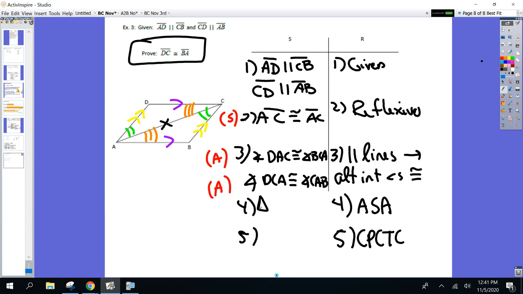Just make sure, when you write your triangle congruent statement, I've been preaching this all unit, angles and sides match up. So if I go DAC, I have to name the other triangle BCA. All right. If you want to try that Delta Math out, go right ahead. It might help.